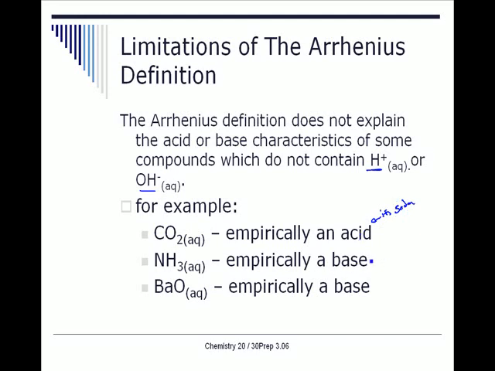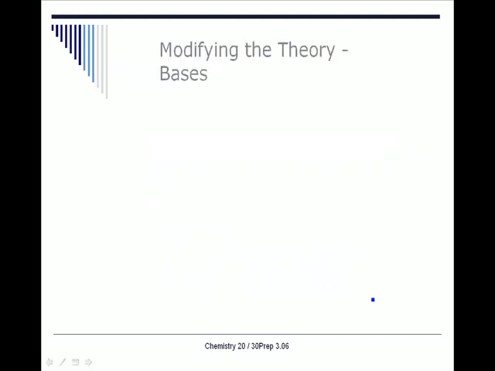Ammonia is a base. We use it as a cleaner. It turns red litmus paper blue. So we know it's a base, but we don't have an explanation for it. Same thing with barium oxide. Empirically, we know it's a base. It has basic properties. We just can't explain the basic properties with any theory. So we have to change our theory or adapt our theory.